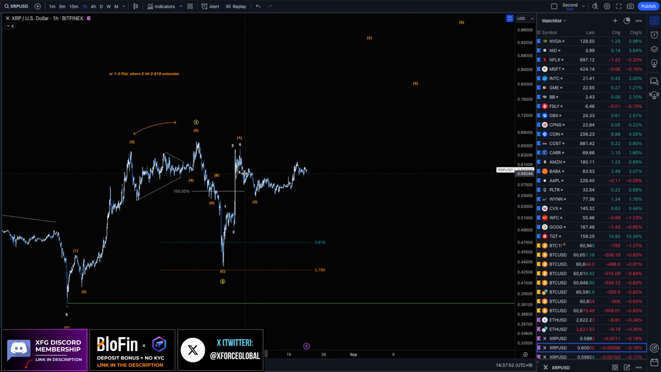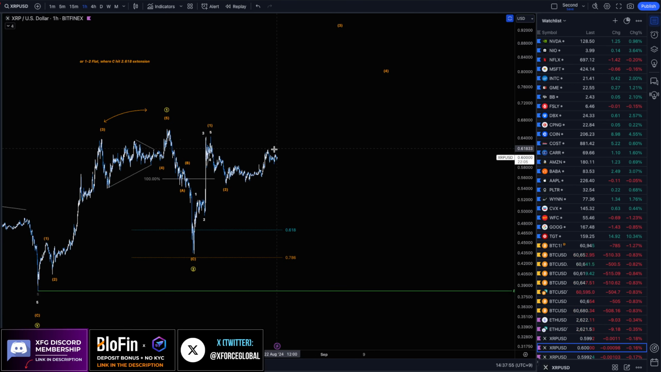So either way, now we have two ways of possibly looking at this for this corrective structure. This is either completed for this 1-2, or we may be looking for another complex structure that may bring us down into a little bit of a lower level around these levels here.